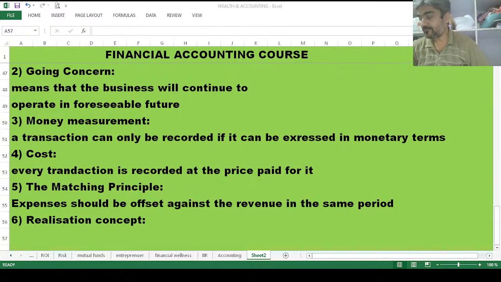So these are some important accounting concepts.